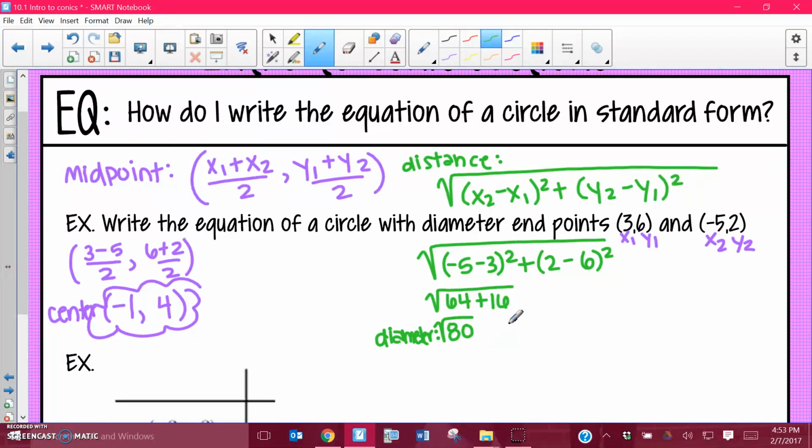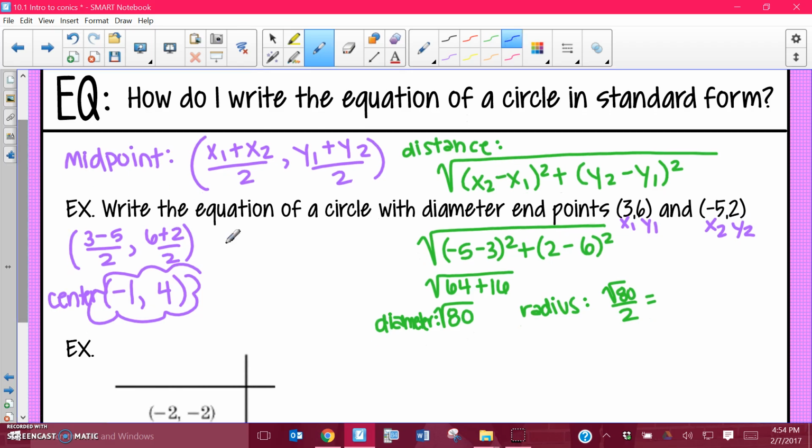Diameter. Oh no, I ran out of space. Which would then mean that my radius, I just have to divide by 2. So my radius then is just the square root of 80 divided by 2. And I could simplify that out. I know that the square root of 80 is going to be equivalent to 4 root 5. I'm actually going to leave it alone though, because I know for my equation, I'm going to need to do r squared.